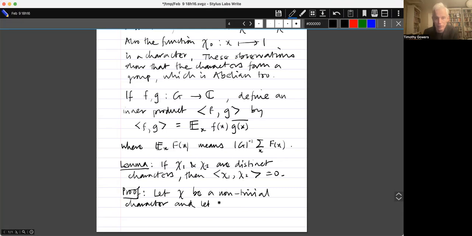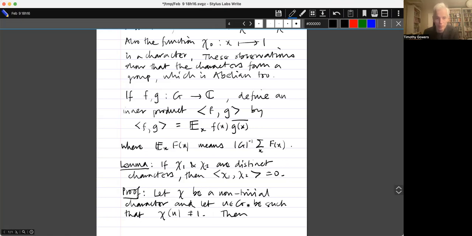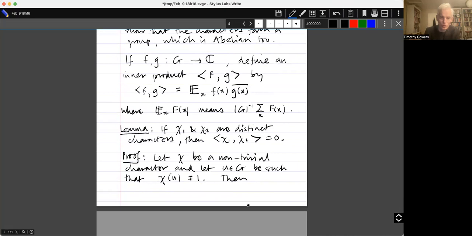And let u in G be such that, since chi is not identically 1, we can find a u such that chi of u does not equal 1. And what I'm about to do is basically the trick one uses for summing GPs, but in a slightly generalized form.